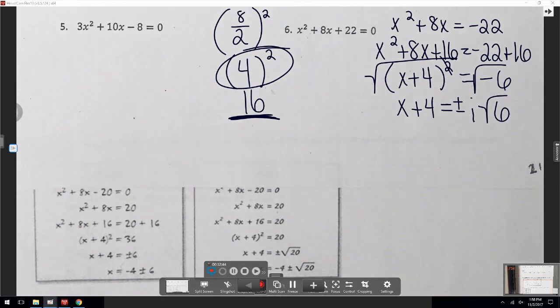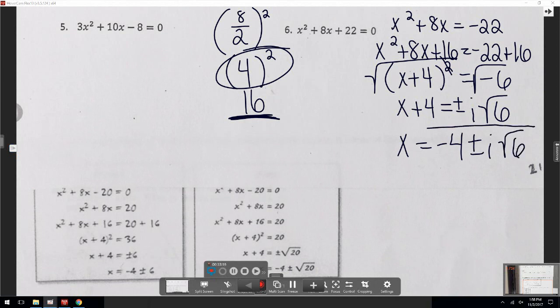Okay? All right, now I still have one more step left. Yes, sir? When you square root a negative, that's what we just took a test on. Anytime you square root a negative, it becomes i, because it's not possible to square root a negative. All right, one more step, guys. Here we go. How do I get x by itself? Subtract the 4, and our complex number always goes in the back.